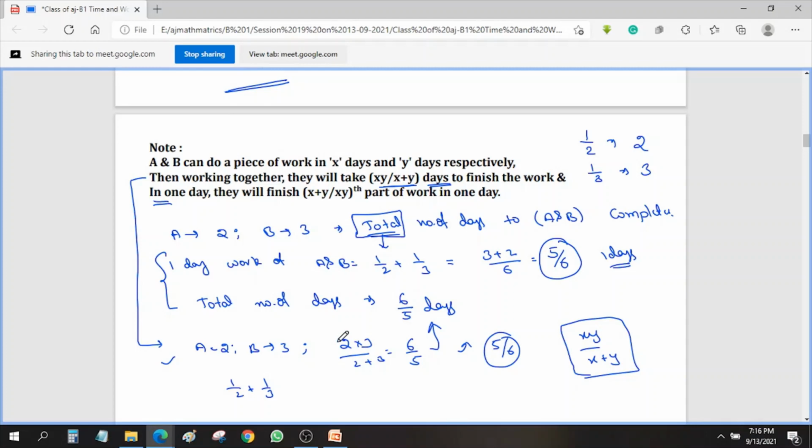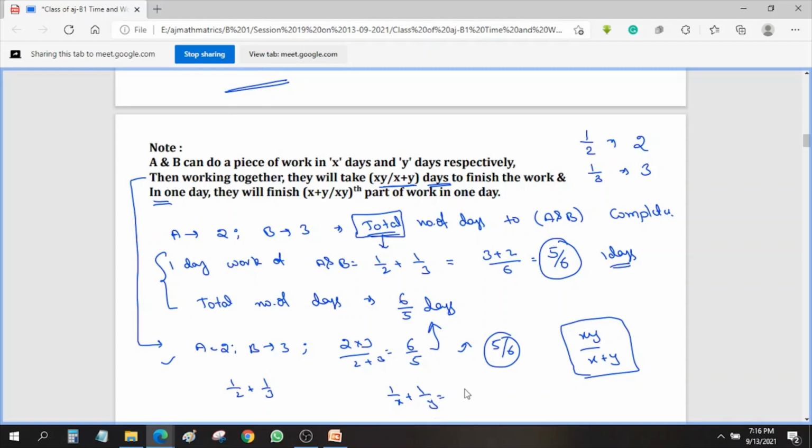Okay. Now if you are doing the same thing anyhow, if you apply the formula, you will get the same thing. And if you go with 1 day's work also, you will get the same thing as an answer. So do remember this. If A can do the work in X days and B can do the work in Y days, the total number of days will be what? XY by X plus Y, or else you can do it like this also: 1 by X plus 1 by Y.